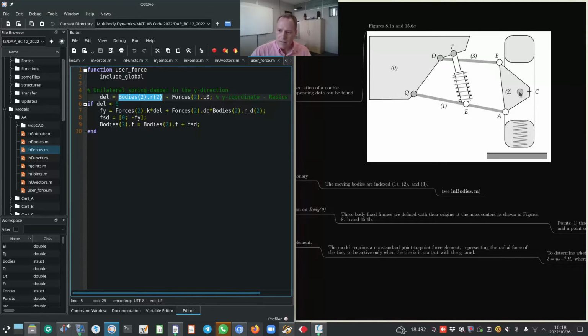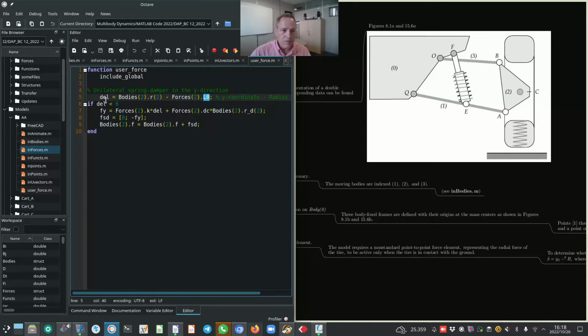And remember, our global x-axis is placed on the surface of the ground. So that's why it makes sense to take that y coordinate and then subtract the undeformed length of the wheel, and that gives us the deformation.